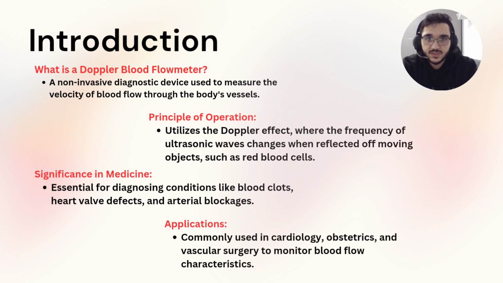This is the introduction. What is a Doppler blood flow meter? A non-invasive diagnostic device used to measure the velocity of blood flow through the body's vessels. Principle of operation: it utilizes the Doppler effect, where the frequency of ultrasonic waves changes when reflected off moving objects such as red blood cells. Significance in medicine: essential for diagnosing conditions like blood clots. Applications: commonly used in cardiology, obstetrics, and vascular surgery to monitor blood flow characteristics.